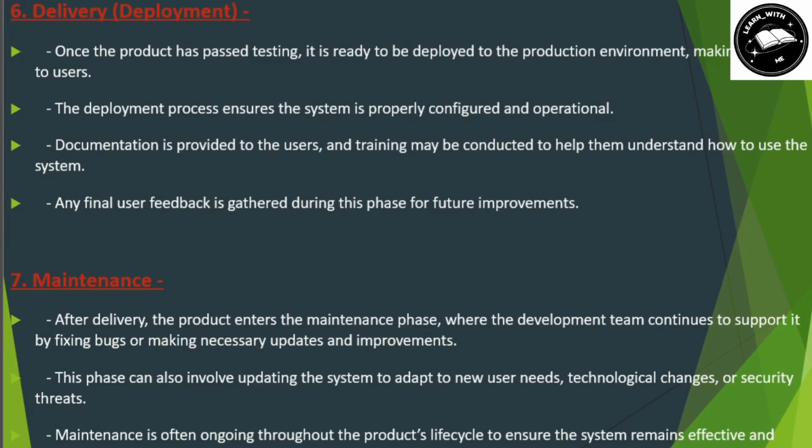Seventh phase is maintenance. After delivery, the product enters the maintenance phase where the development team continues to support it by fixing bugs or making necessary updates and improvements. This phase can also involve updating the system to adapt to new user needs, technological changes, or security threats. Maintenance is often ongoing throughout the product's life cycle to ensure the system remains effective and secure.